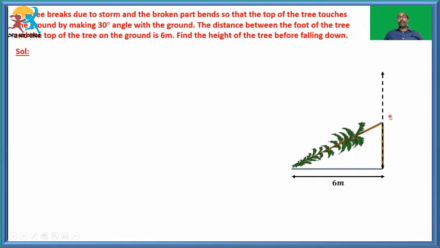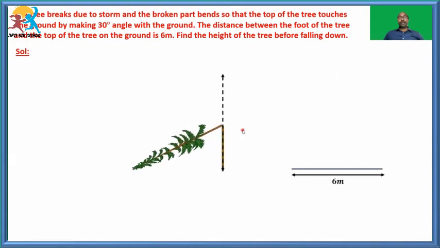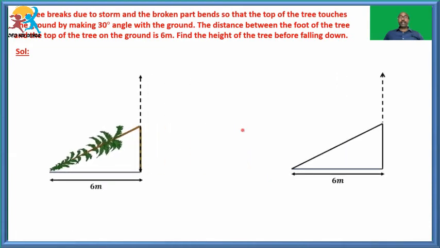Now here we have to find the height of the tree before falling down. That is the height of the tree which stands and the height of the tree which fell down. Okay. So now draw the lines according to the situation. Here the angle of elevation is 30 degrees. Here the angle is 90 degrees.